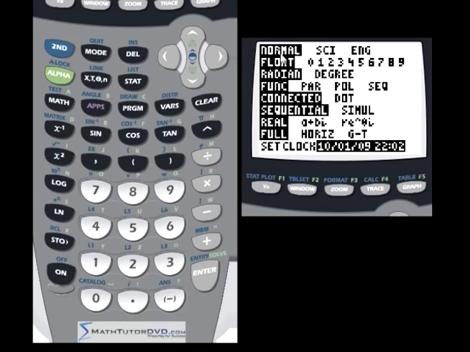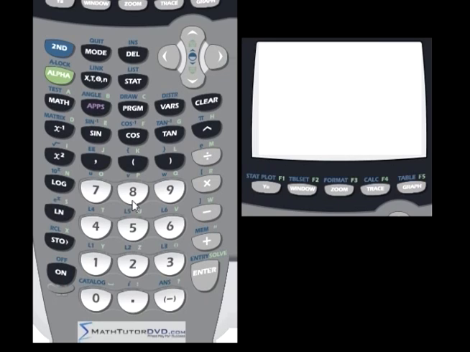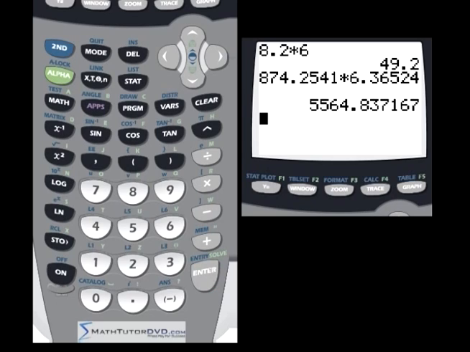So with these selected, which are the normal modes of the calculator, let's get out of this menu. You do that with second function and then the quit button. So you can take 8.2 times 6 and get an answer, and you'll get 49.2. Now let's say you have something with many more decimals, multiplied by, let's say, 6.36524. It's a lengthy decimal multiplication. You hit enter, and you get a long answer with all of these digits.